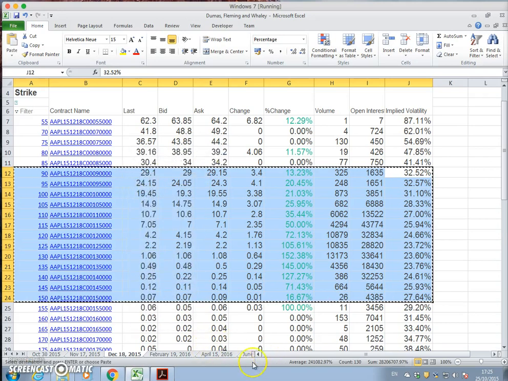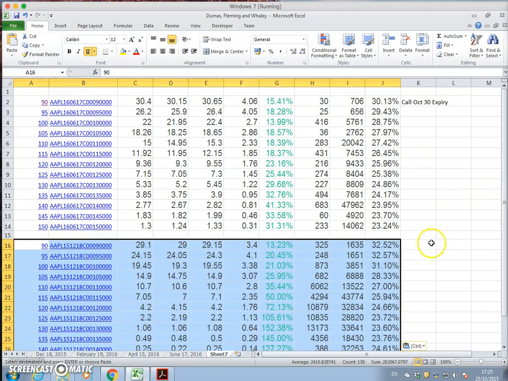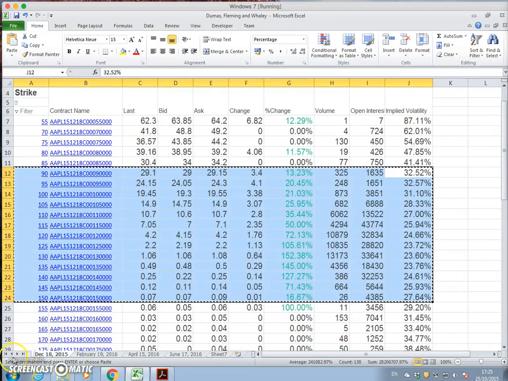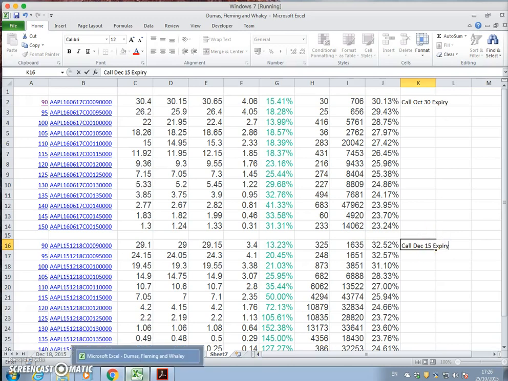So let's copy this and paste below. And this is for, again, the December 18th, 2015 contract. So again, it's a call, and it's the December 15th, 2015 expiry. So I'll do that with the others and have a look at the data.